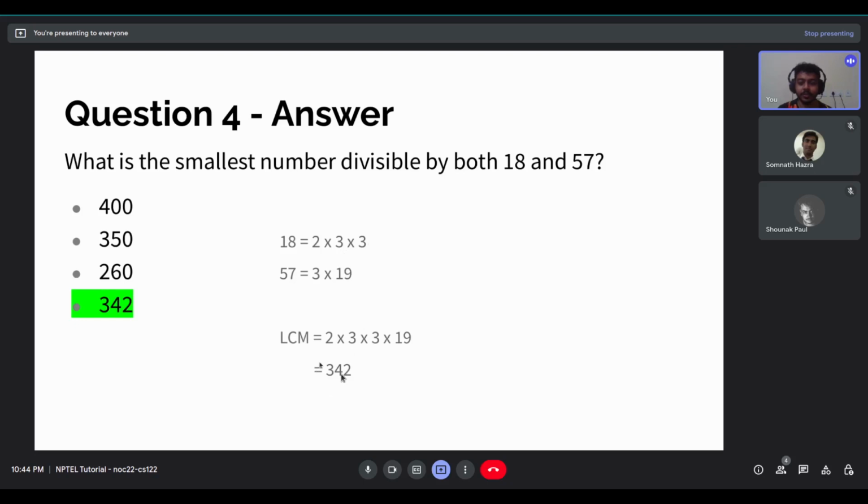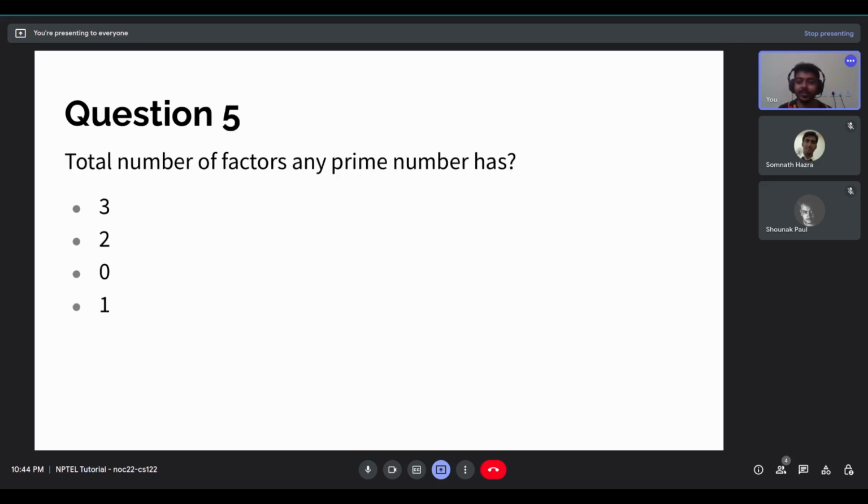And so moving on to the next question, question 5. This is just theoretical knowledge. Total number of factors any prime number has. Any prime number has only two factors by default, the number itself and 1. That is by definition of a prime number. So the total number of factors is 2.